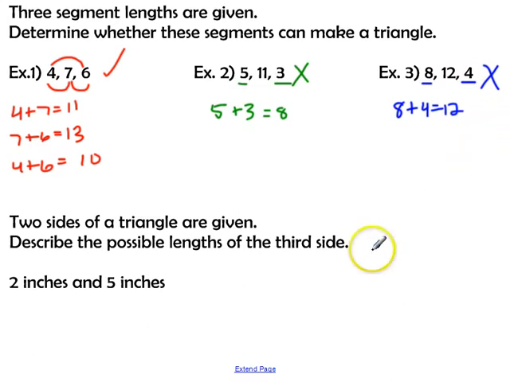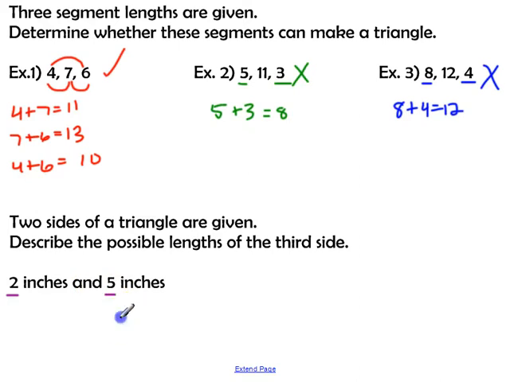Another way to use this theorem is that when we're given 2 sides of a triangle, describing the possible lengths of the third side. So if I give you one side is 2 inches and one side is 5 inches, there are infinitely many possible lengths for that third side of the triangle. So we want to know what that range is going to be. So we're going to do the 2 most basic things you learned how to do with 2 numbers. Add them and subtract them.